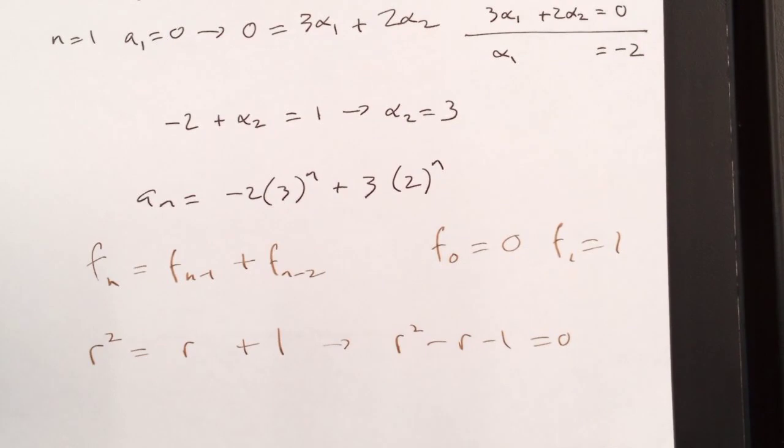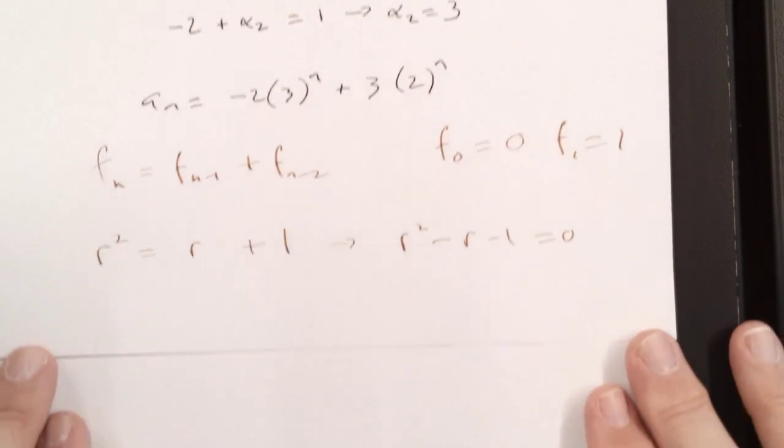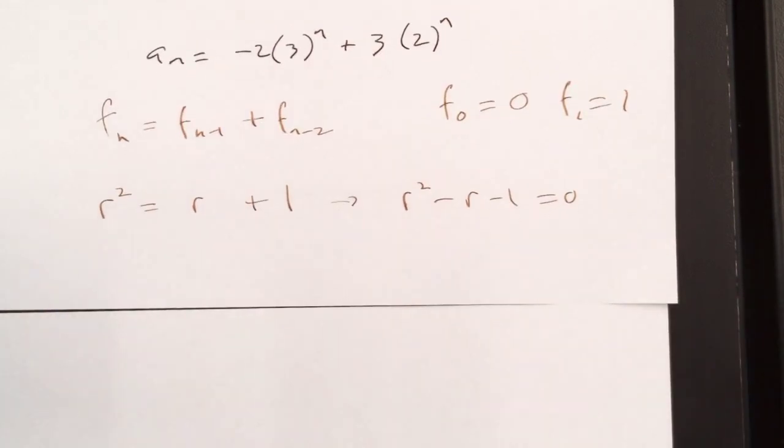What are the solutions to that? What are the values for r? I put in -1, -1 squared is 1. 1 minus -1 is 1 plus 1 minus 1, that's 1, not 0. This doesn't factor. What do I do when it doesn't factor?